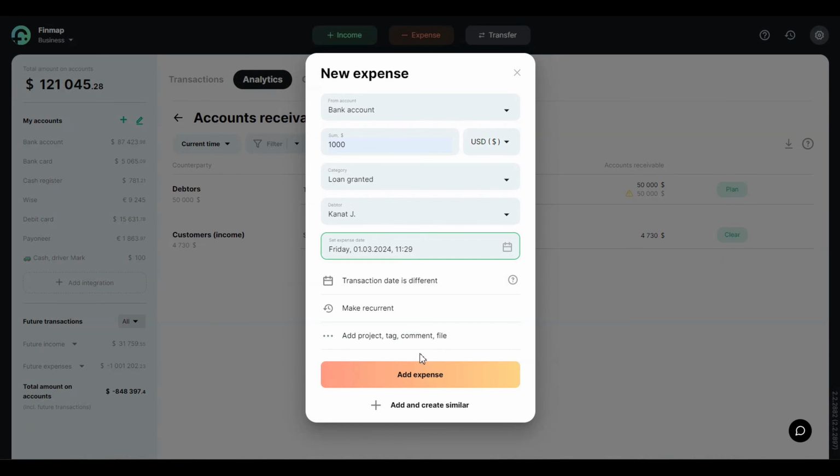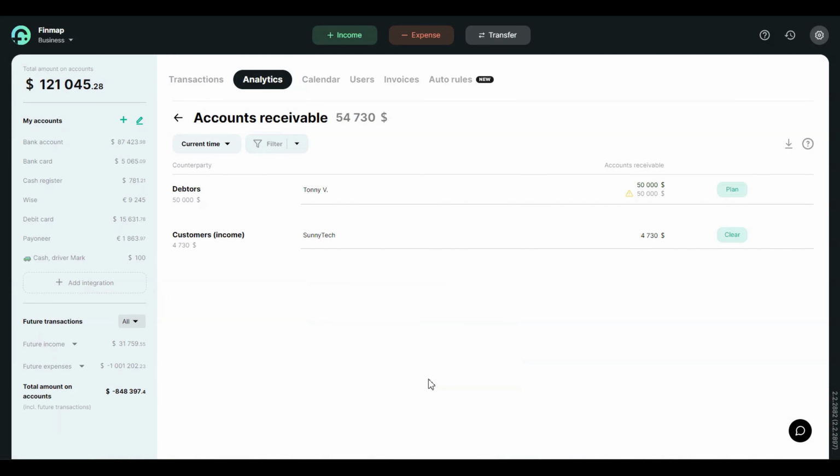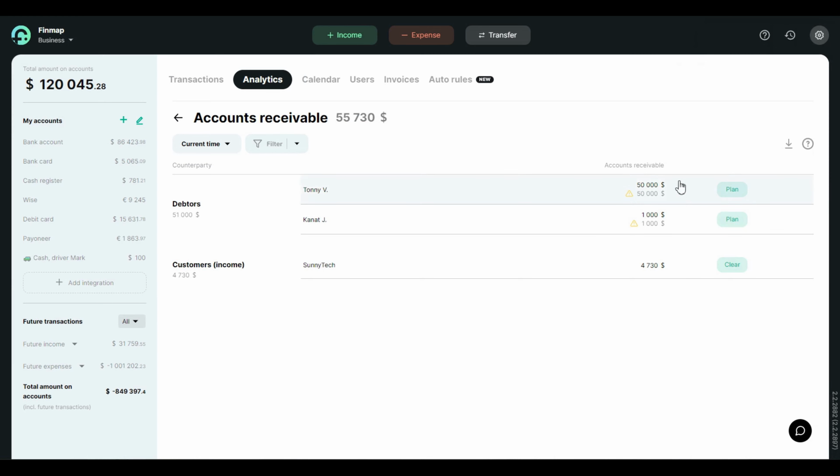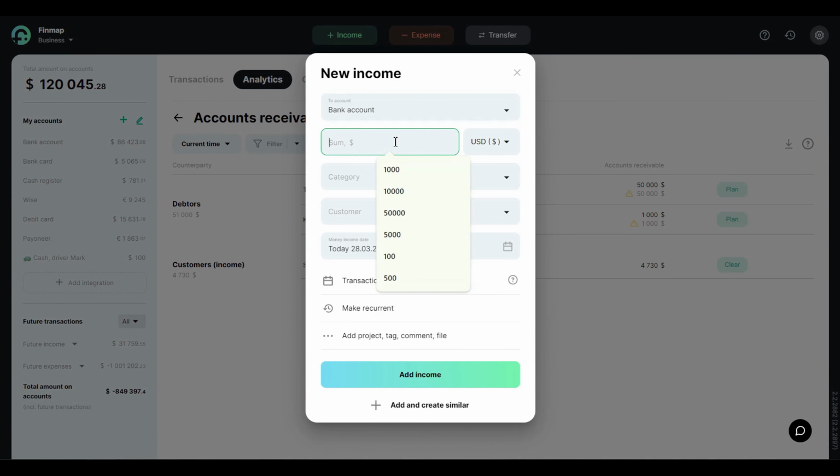In such transactions, you can specify any date and a counterparty. In the report, you will immediately see the borrower or lender and the current amount of the debt.